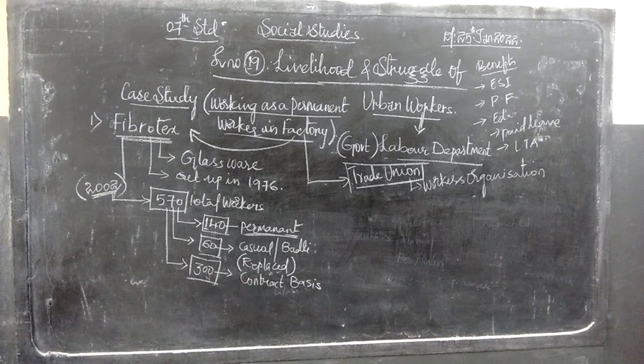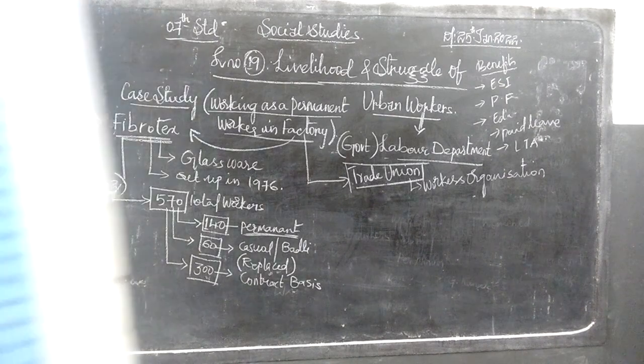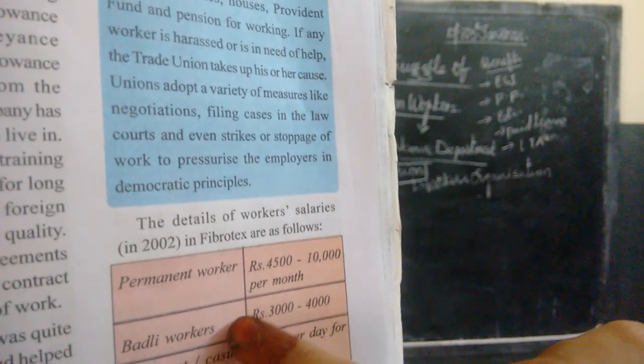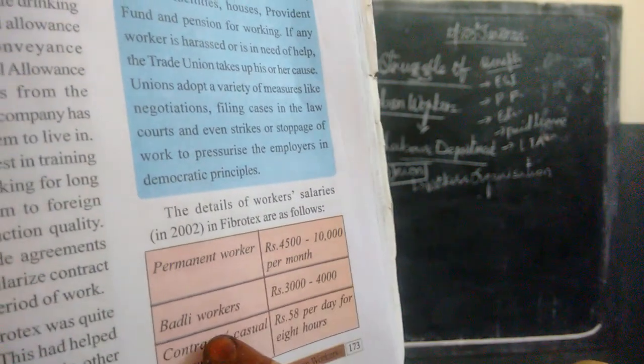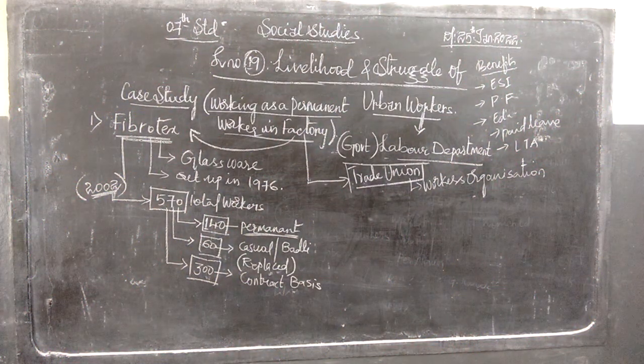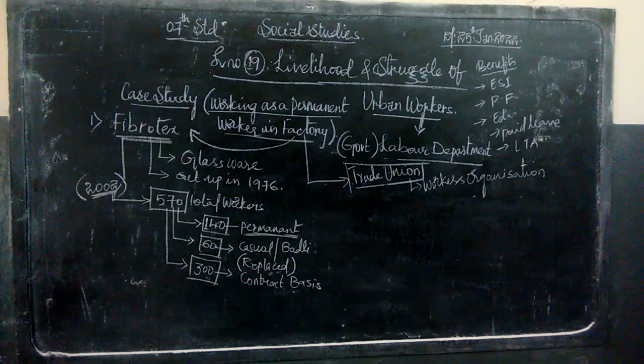So just now we have discussed this blue color in-box, the trade union. Here is about the trade union, and this is the salary table between permanent, badli, contract or casual workers. And at the same time we have discussed these in-box questions.